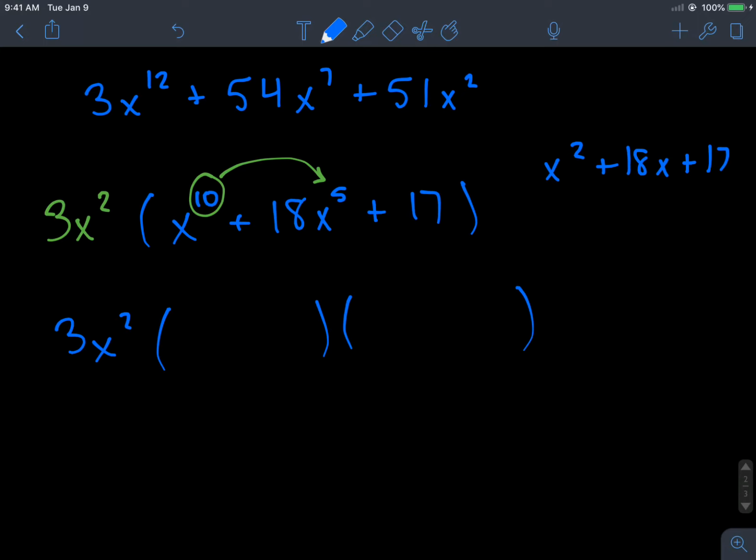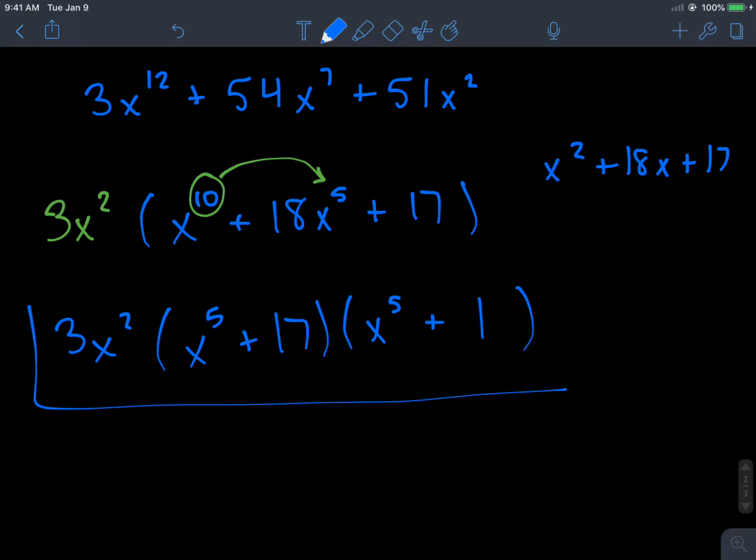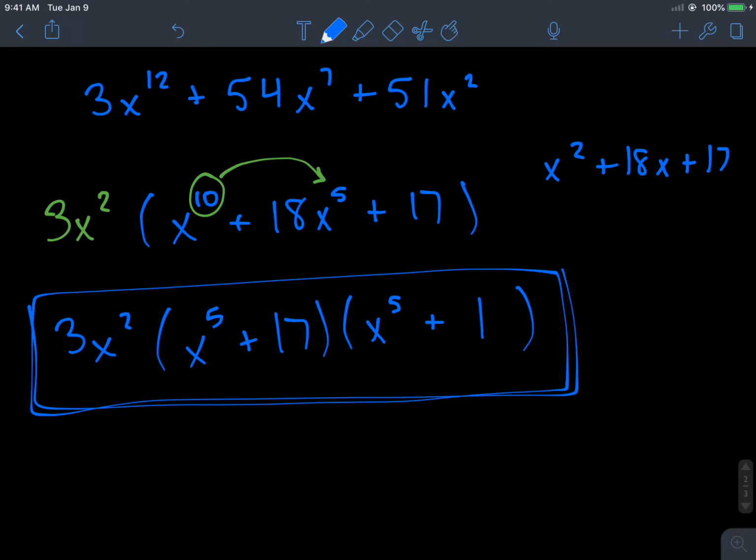So we multiply to a positive and add to a positive, so they're both plus, except not x, it's going to be x to the 5th, x to the 5th plus. And this one's pretty easy because the only things that multiply to 17 are 17 and 1. So we have 3x squared times x to the 5th plus 17 times x to the 5th plus 1. Nothing else we can do with any of those terms. So 3x squared times x to the 5th plus 17 times x to the 5th plus 1. That is factored completely.